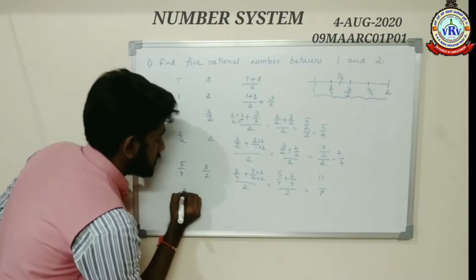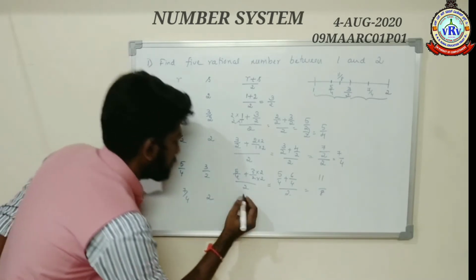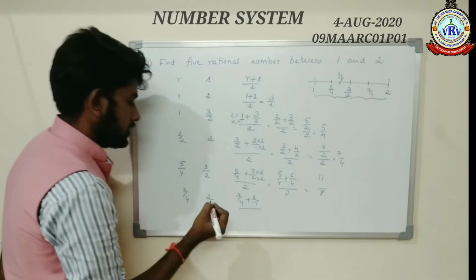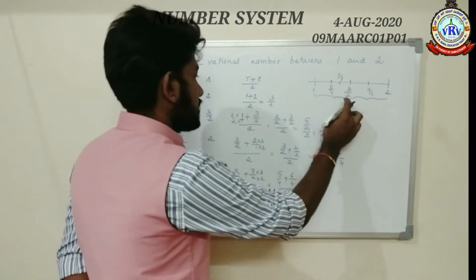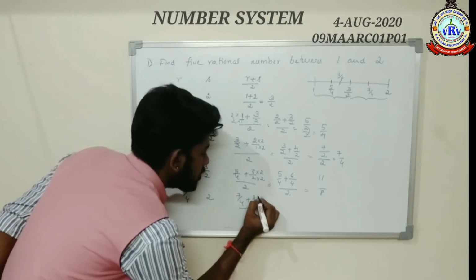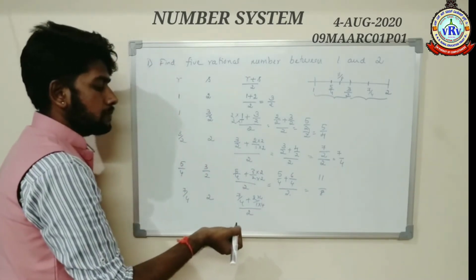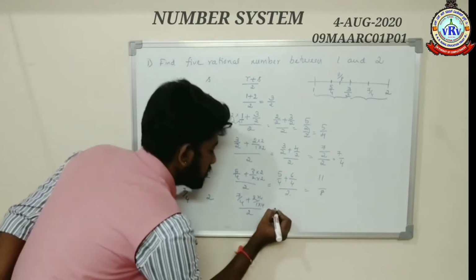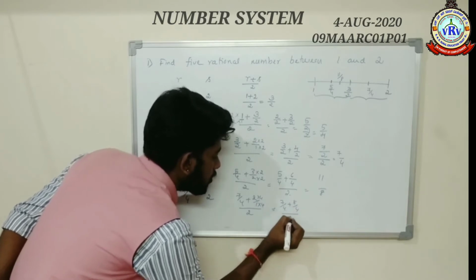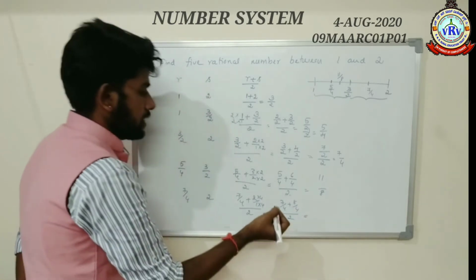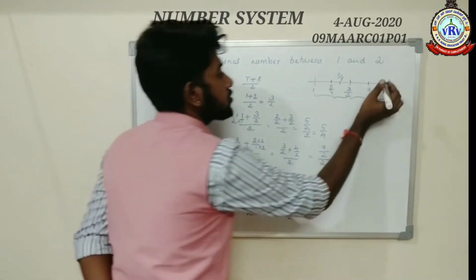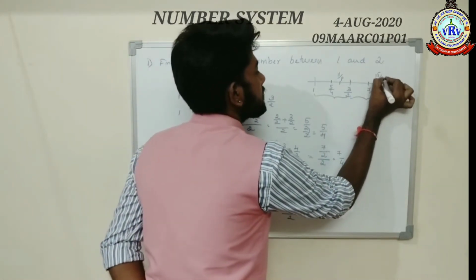Same way for 7 by 4 and 2: (7 by 4 plus 2 by 1) whole divided by 2. To get the denominator 4, I am multiplying the numerator and denominator of 2 by 4. So (7 by 4 plus 8 by 4) whole divided by 2, that is equal to 15 by 4 divided by 2. So this number is 15 by 8.